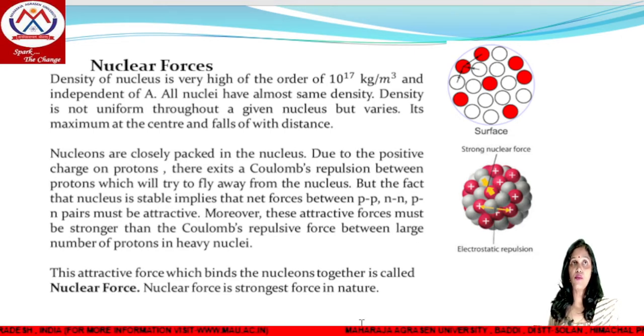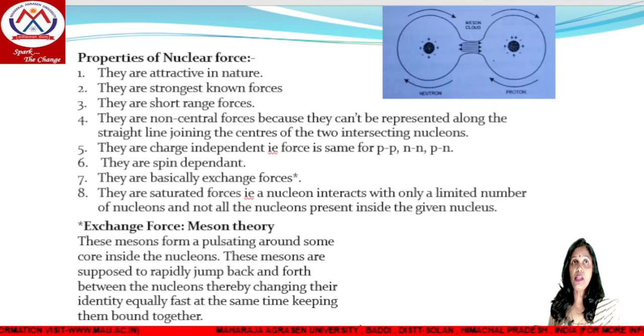Due to positive charge on protons, there exists Coulomb's repulsion between protons, which will try to fly away from the nucleus. But the fact that nucleus is stable implies that net forces between proton-proton, neutron-neutron, proton-neutron pairs must be attractive. Moreover, these attractive forces must be stronger than the Coulomb's repulsive force between large number of protons in heavy nuclei. This attractive force which binds the nucleons together is called nuclear force. Nuclear force is the strongest force in nature. Properties of nuclear force.